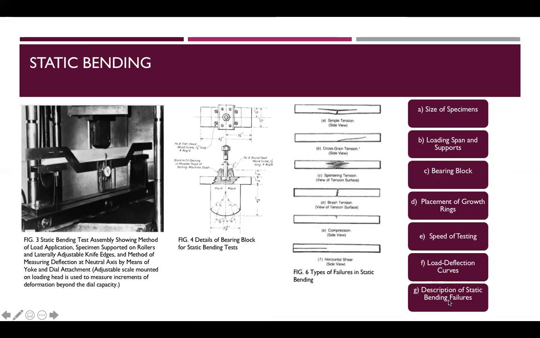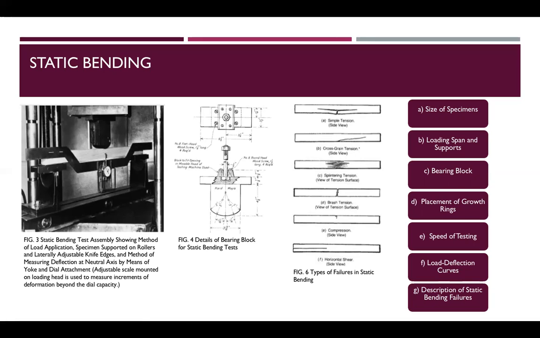So for the specimen size, the static bending test shall be made on 2 by 2 by 30 inches. For the secondary method, the actual height and width at the center and the length shall be measured also. So for the loading, span, and supports, use center loading and a span length of 28 inches for the primary method, and 14 inches for the secondary method.